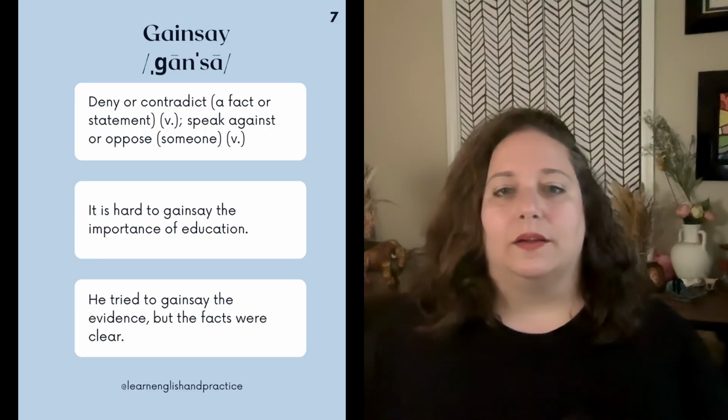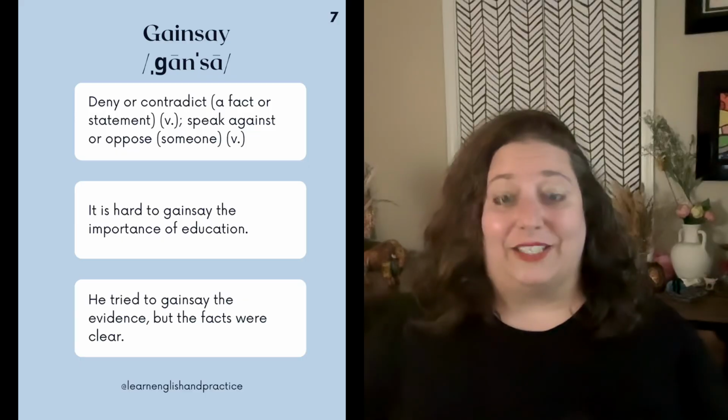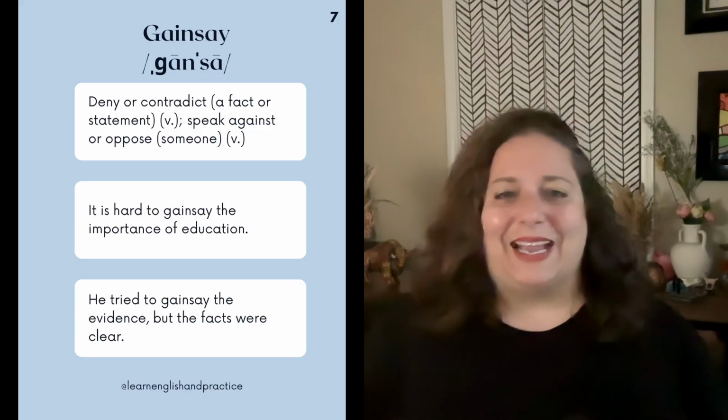opposing point. Examples are, it is hard to gainsay the importance of education. He tried to gainsay the evidence, but the facts were clear.